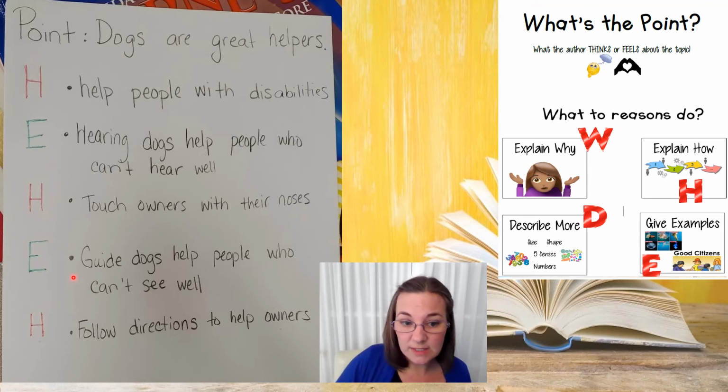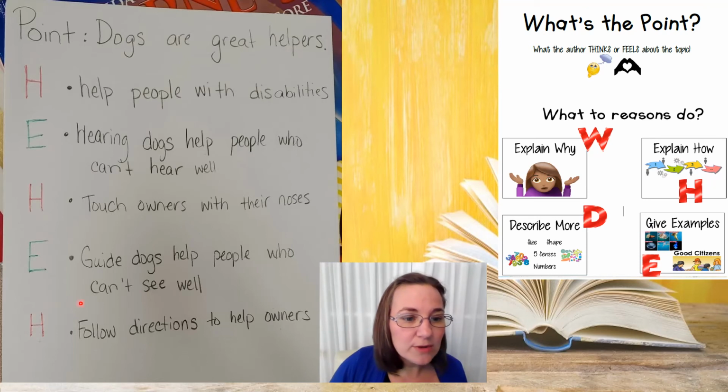Then they read this reason again. Guide dogs help people who can't see well. And they thought, does this explain why dogs are great helpers? Explain how? Describe more or give an example? And this second grader said, this is another example, another type of dog that's a great helper. So they coded it with an E because it gave an example.